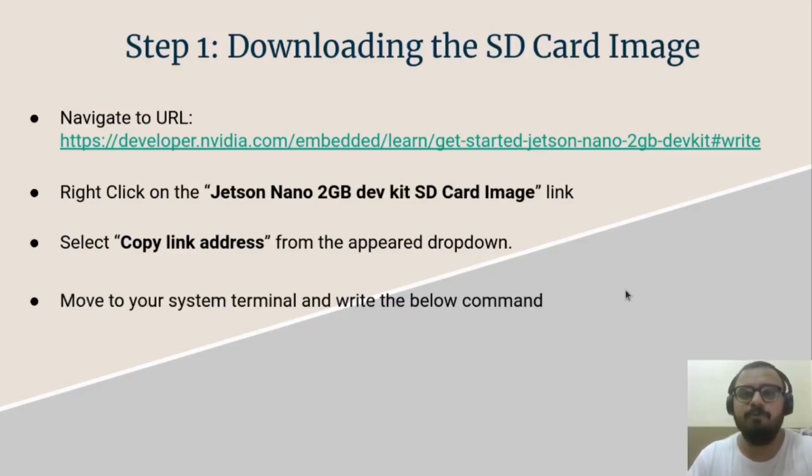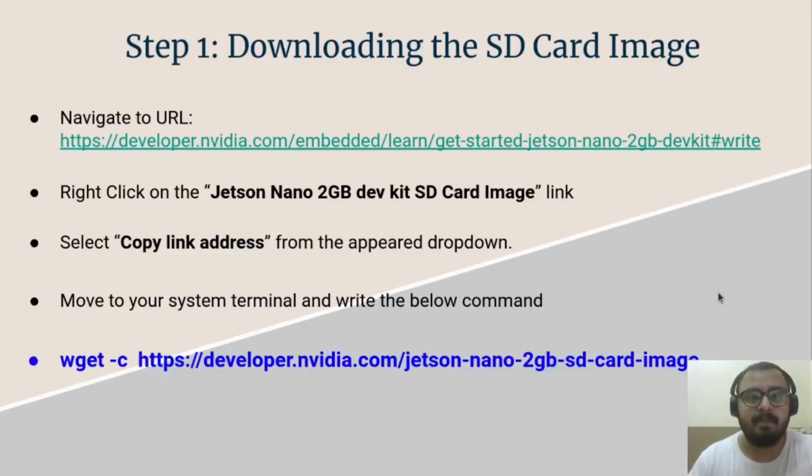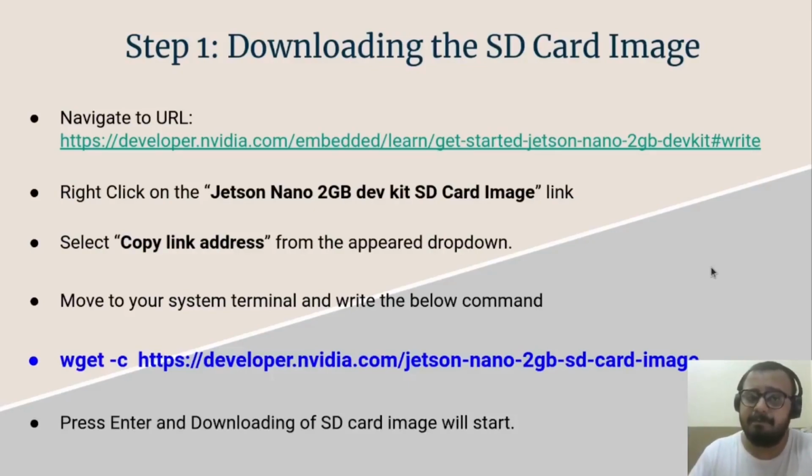Then you have to move to your system terminal and write the below command, which is about to come next. And the command is wget -c https://developer.nvidia.com/jetson-nano-2gb-sd-card-image. Once you give this command, you have to press enter and downloading of the SD card image will start. Now let's move towards the video demo of step 1 to get more clarity.